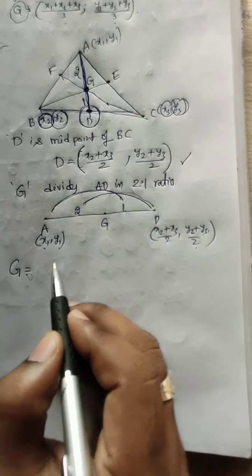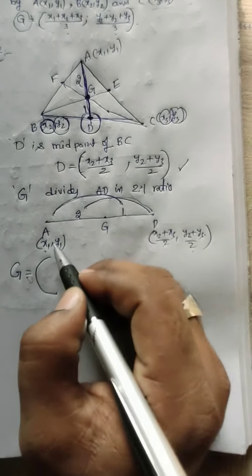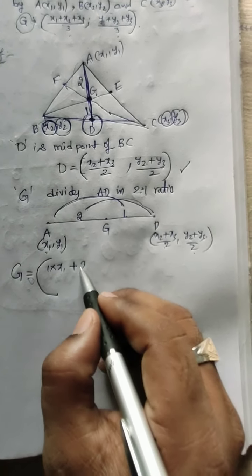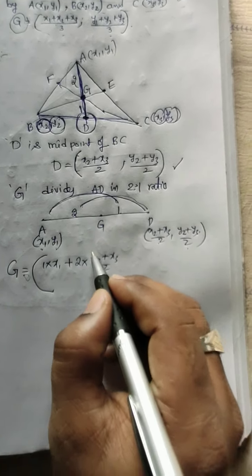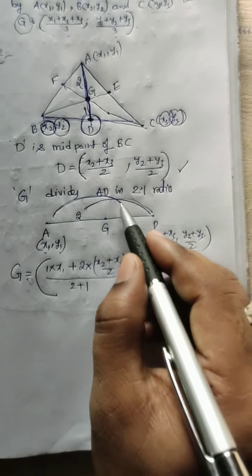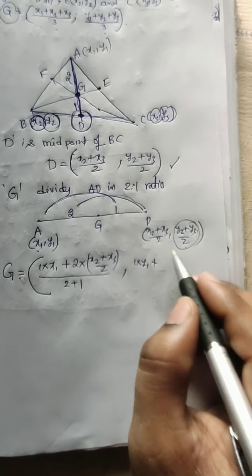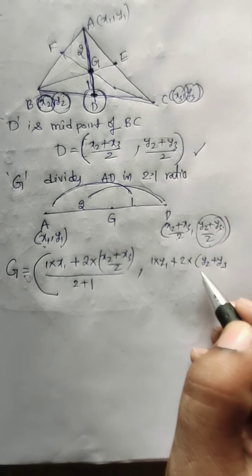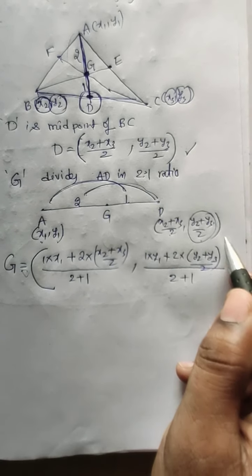So G is equal to, I am using the shortcut here, 1 is going to multiply A, so 1 into x1 plus 2 is going to multiply D. So 2 into, what is the D first coordinate? (x2 + x3)/2, divided by, both need to add, 2 plus 1. Same way for y, 1 into y1 plus 2 into (y2 + y3)/2, whole divided by 2 plus 1.